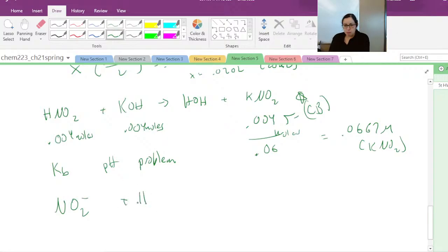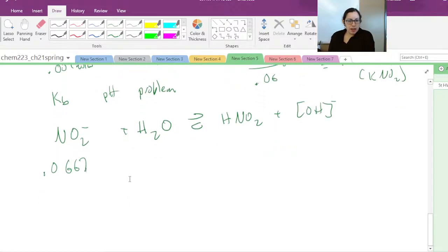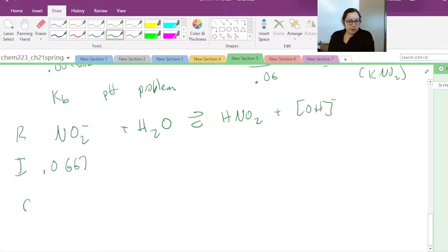So, okay, again, this is a base. So it's going to react with water to reform our acid, and then leaving us with, again, the definition of a base, some hydroxide. So we need to figure out, right, our pH. And so now here we go. We have molarity 0.0667. And then, right, this should look like a RICE problem now.